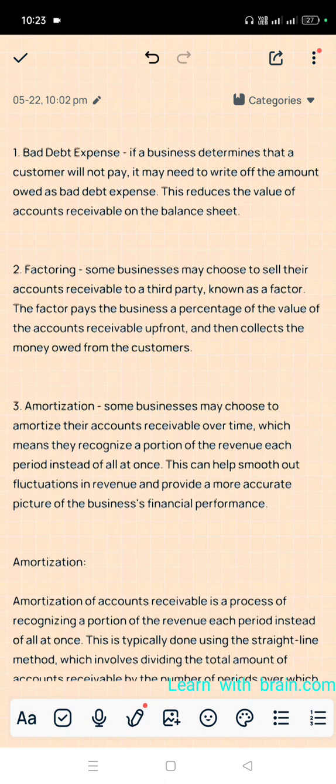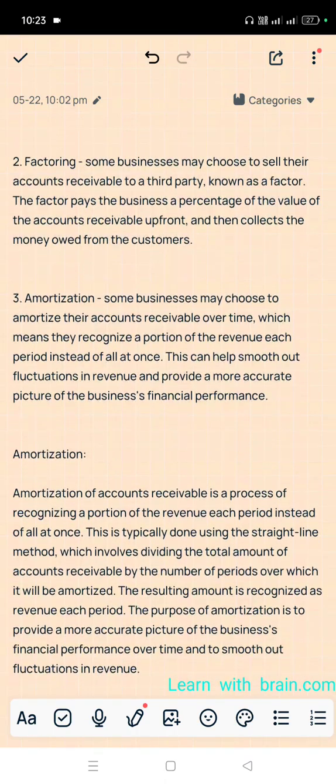Okay, next, second concept, factoring. Some businesses may choose to sell their accounts receivable to a third party known as a factor. The factor pays the business a percentage of the value of the accounts receivable upfront and then collects the money owed from the customers. Okay, factoring, simple example.